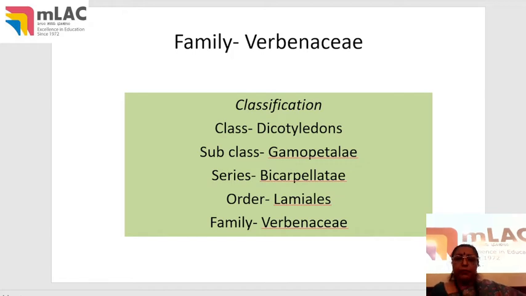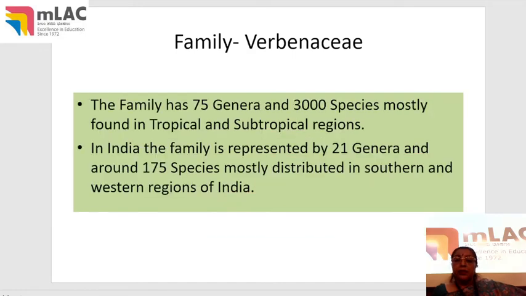So today we are studying family Verbenaceae. According to Bentham and Hooker's system of classification, it belongs to the class Dicotyledons, subclass Gamopetalae, series Bicarpellatae, order Lamiales, and the family is Verbenaceae. Verbenaceae has 75 genera and 3,000 species, mostly found in tropical and subtropical regions of the world, and 21 genera and around 175 species are distributed in the southern and western regions of India.